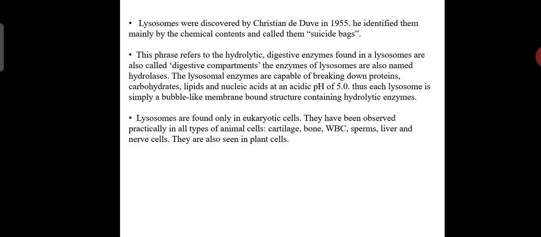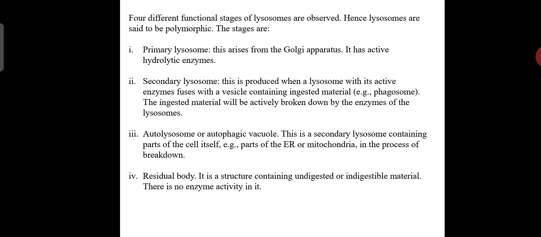Thus, each lysosome is a simple bulb-like membrane-bound structure containing hydrolytic enzymes. Lysosomes are found only in the eukaryotic cell because it is also a cell organelle. They have been observed particularly in all types of animal cells, especially cartilage, bone, WBC, sperm cell, liver cell, and nerve cell. They are also seen in plant cells. Four different functional stages of lysosomes are observed. Hence, lysosomes are said to be polymorphic.